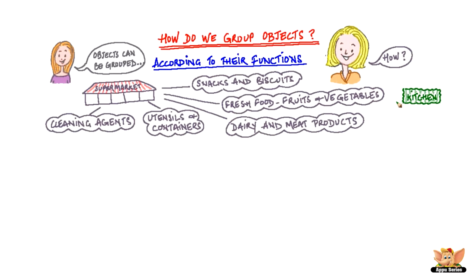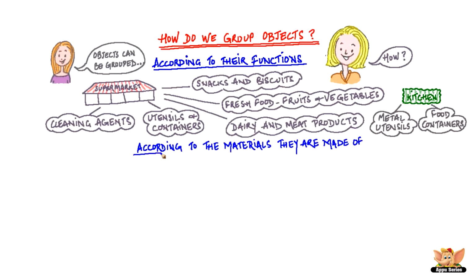See how your mom organizes stuff in her kitchen? You will find a separate shelf for shiny metal utensils and a separate section for food containers. Now, objects can also be grouped according to the materials that they are made of, and these materials are either obtained from natural resources or produced by man.